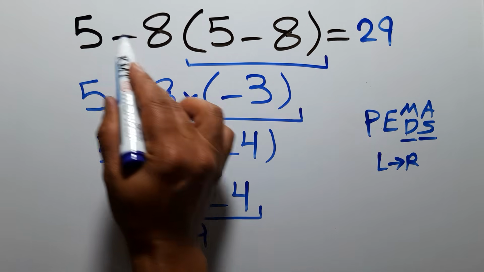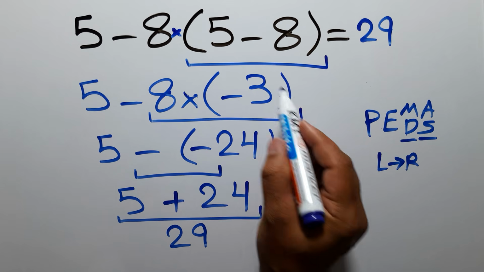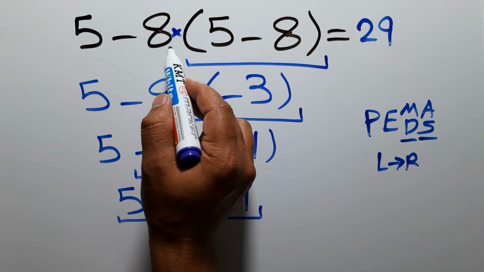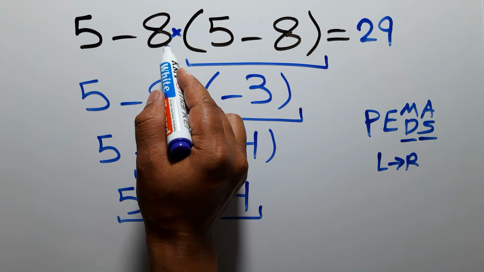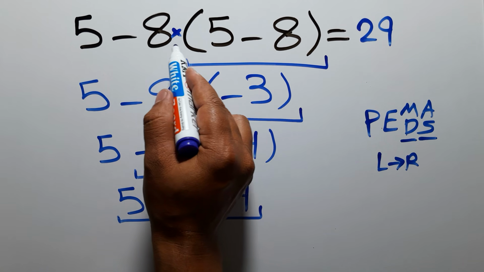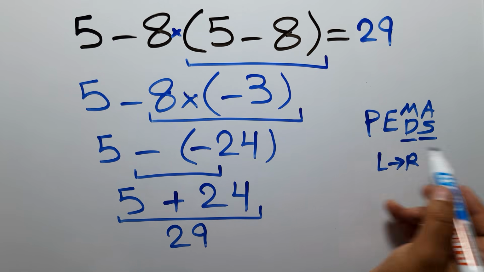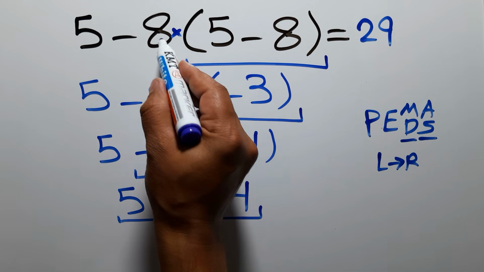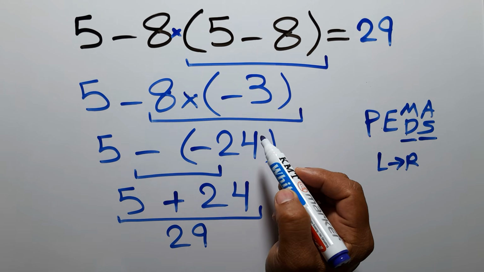In this expression, we have one subtraction, one multiplication, and one parentheses. Inside this parentheses, we have one subtraction. Here we have a multiplication because in mathematics, when a number is placed next to parentheses, it means multiplication, and we usually don't write the multiplication sign for brevity. Okay? So, according to PEMDAS, first we have to do this parentheses, then this multiplication, and finally this subtraction.